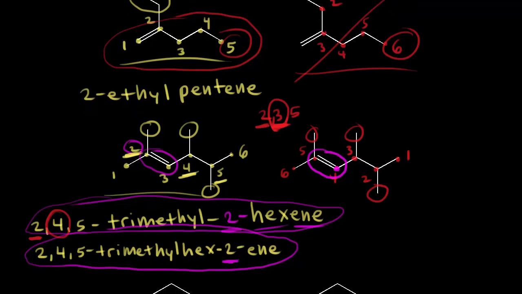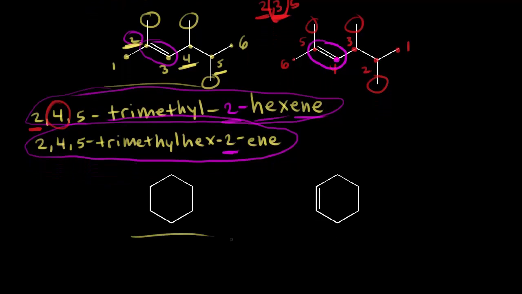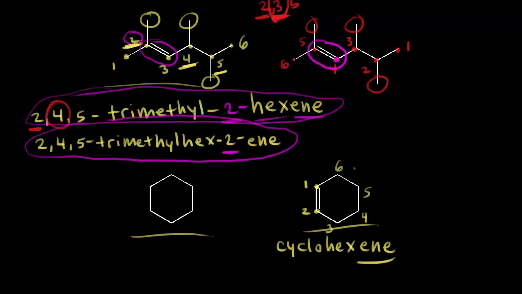Next, let's look at cyclic examples. So down here on the left, we already know this is cyclohexane with an ANE ending. If we put a double bond in, we have cyclohexene. So let me write that in here. This is called cyclohexene. So ENE. So either one of these carbons could be carbon 1. So this carbon or this carbon, either one of them could be. Let's just say this one is. If that's carbon 1, then this must be carbon 2, and so on around the ring: 3, 4, 5, and 6.